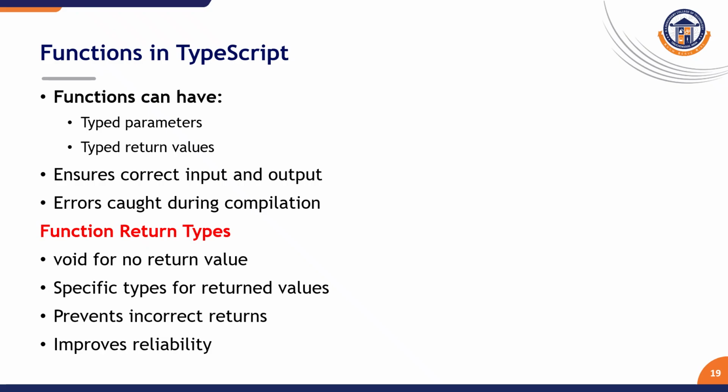Functions in TypeScript. A function can have typed parameters and typed return values. It ensures correct input and output. Errors are caught during compilation. Function return types: void for no return value, a specific type for return values, and it prevents incorrect returns. It improves reliability.